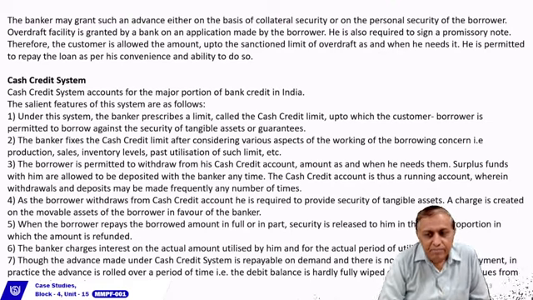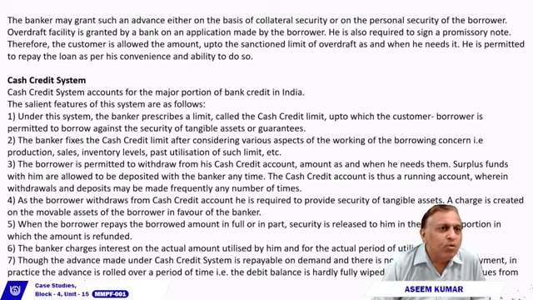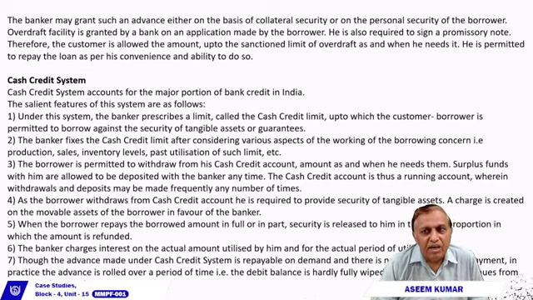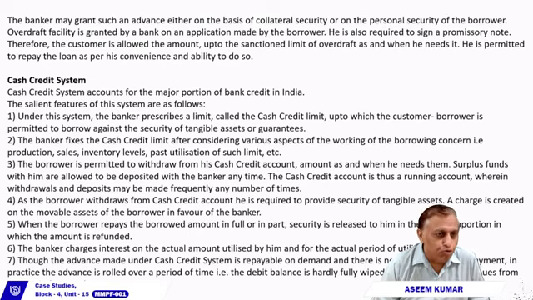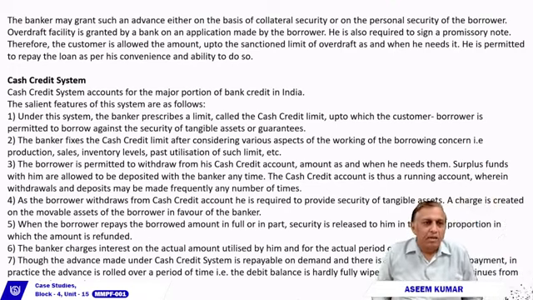Overdraft facility is granted by a bank on an application made by the borrower. It is not automatic. He is also required to sign a promissory note. Therefore, the customer is allowed the amount up to the sanction limit of overdraft as and when he needs it. He is permitted to repay the loan as per his convenience and ability to do so. So it is the extended credit, but of course, interest bearing on the period of, say, amount being used by the borrower.